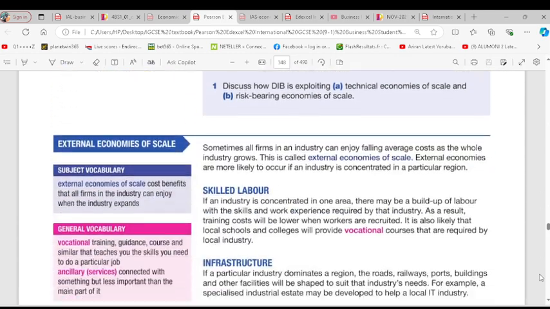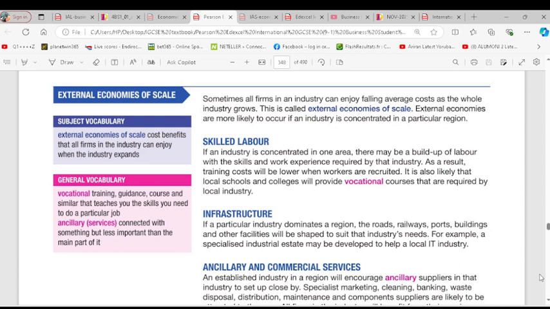Clear, right? So basically, they can bring out as many new products as possible to diversify, and that would bring about economies of scale. Is it clear? Clear.